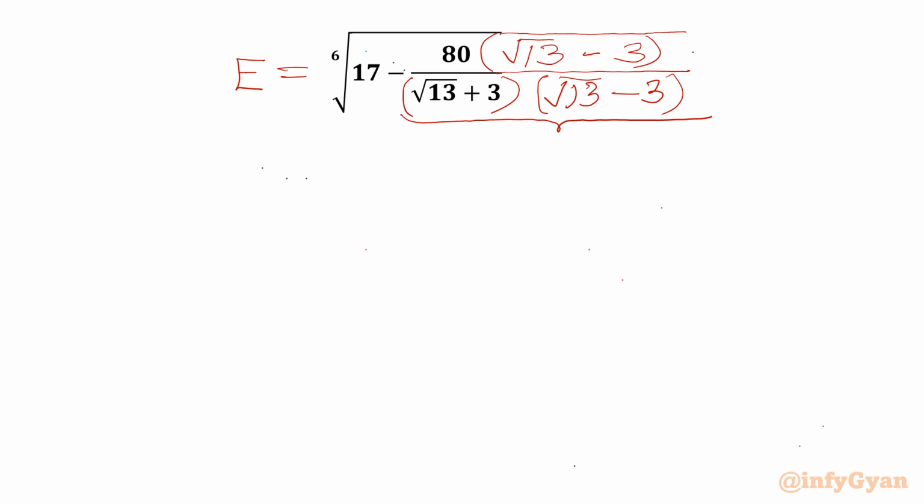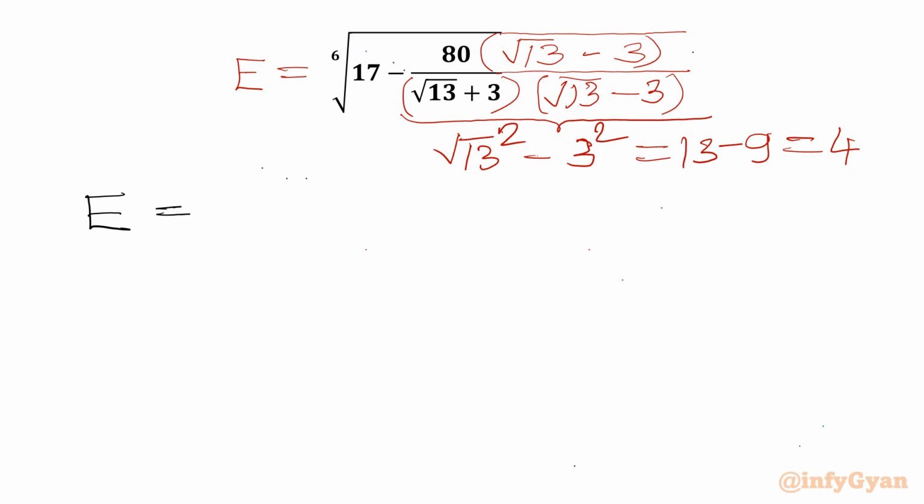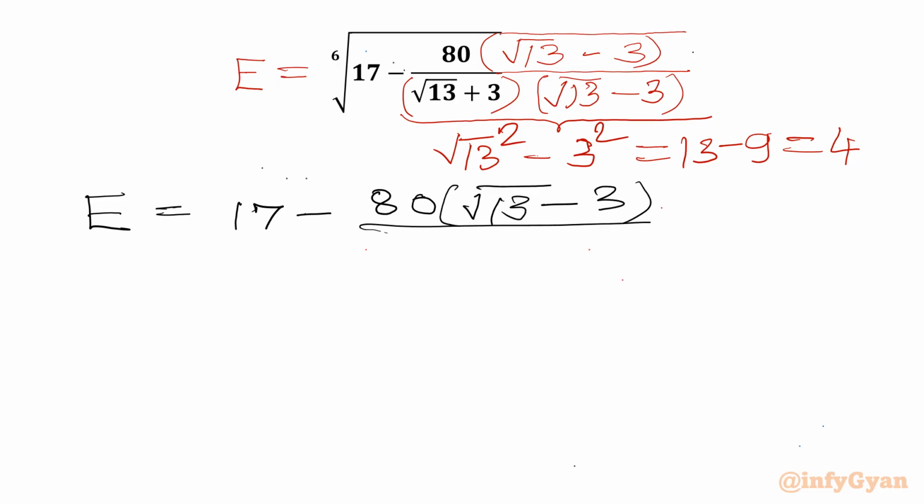Now the denominator will give us (a plus b) times (a minus b). So we can write square root 13 square minus 3 square. So this will become 13 minus 9, or we can write 4. So the denominator is 4. I will write E equal to (17 minus 80 times (square root 13 minus 3) over 4), and whole power is 1 over 6.